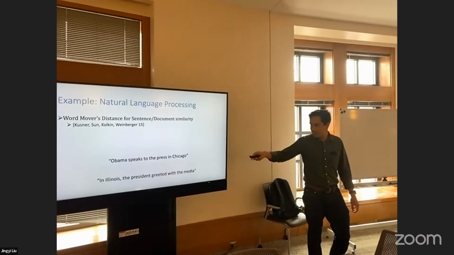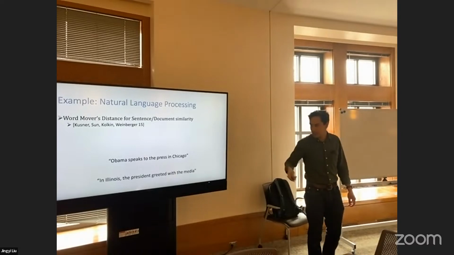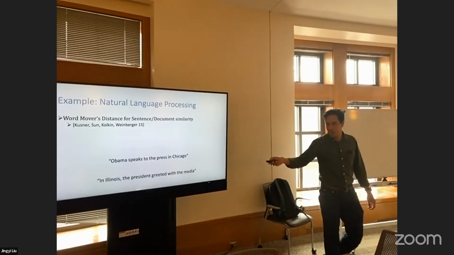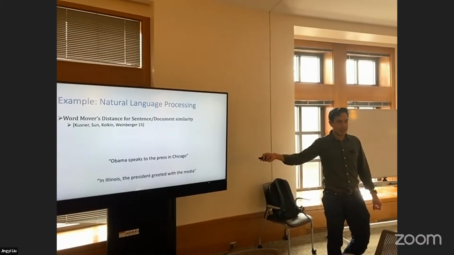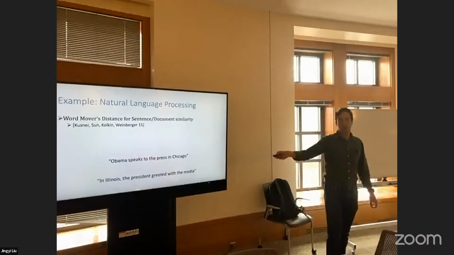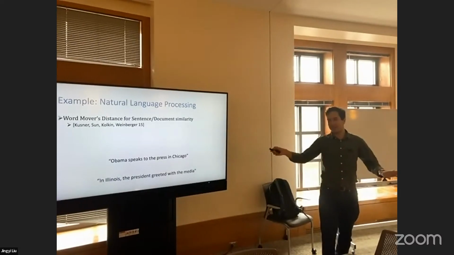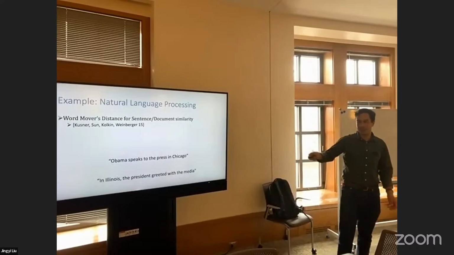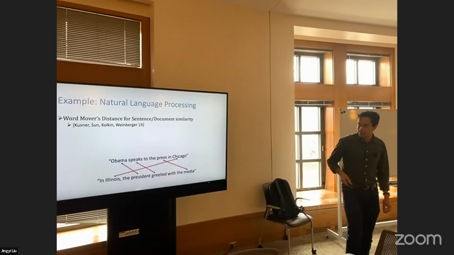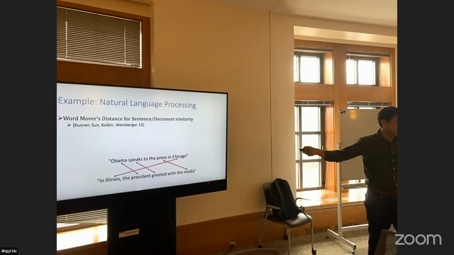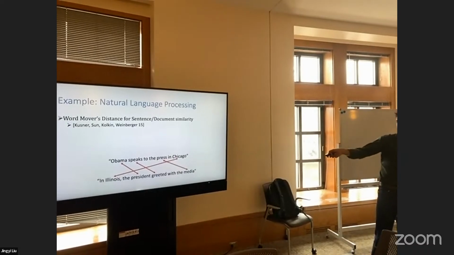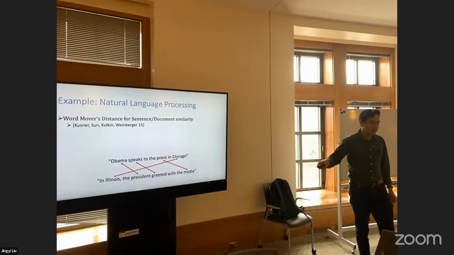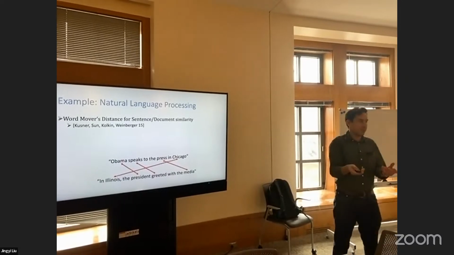So if I have two sentences, "Obama speaks to the press in Chicago," and "The president greets the media in Illinois," these sentences are basically saying the same thing, but they have no words in common. So very classic methods of NLP, which look at bag of words, would say these sentences are dissimilar. But you can see there's a very natural matching between the words in these sentences. Obama is the same as president at the time, speaks is like greets, Chicago is in Illinois. So there's sort of a natural semantic matching.